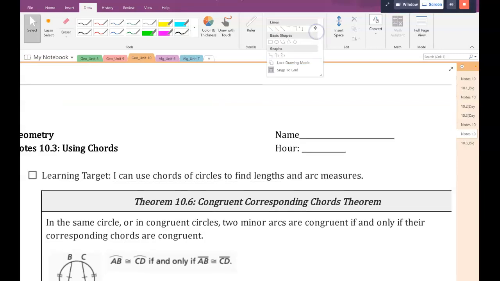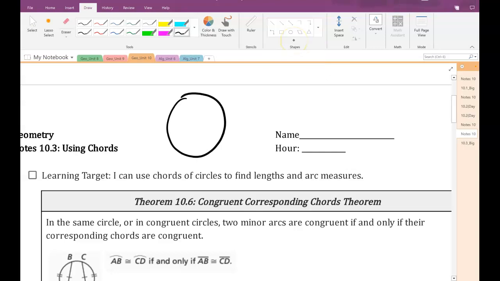Let's see if I can draw a nice circle here. Pretty decent. A chord is something that goes from one side of the circle to the other. So if we have this point A and this point B, this is a chord. And that was one of the definitions we had on the first day of this unit.